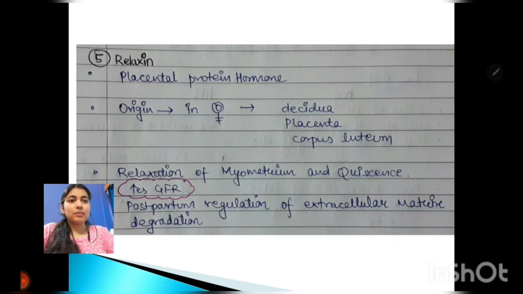Now relaxin, the placental protein hormone. Its origin in pregnancy is from decidua, that is the endometrium layer, decidua, placenta, and corpus luteum. Relaxation of myometrium and quiescence is a function of this, and it also increases the GFR, and postpartum regulation of extracellular matrix degradation is done by relaxin. So it is basically a hormone for relaxation, and thus increases GFR, blood flow towards the kidney, and postpartum regulation of extracellular matrix degradation.